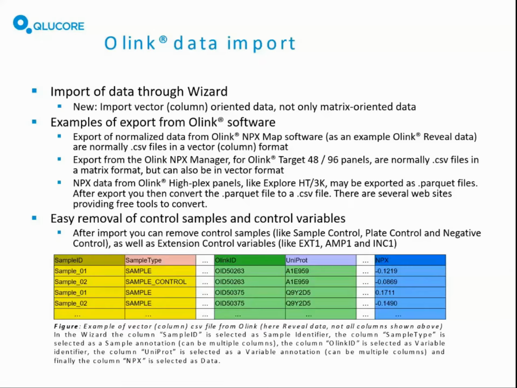Below here you can see how the data may be oriented here. If you have vector-based data, there is here in this case a column with sample identifiers, and corresponding sample types, which is a sample annotation. Then you have variable information here, Olink IDs, and corresponding UniProt information, which is then a variable annotation. And to the right, you have the NPX data.